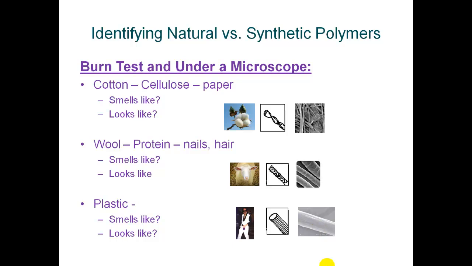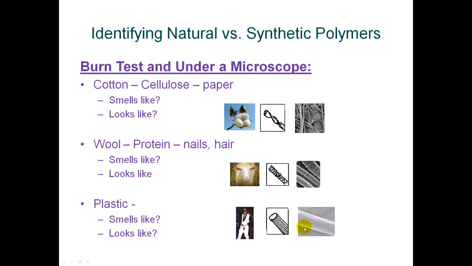Now let's compare these natural polymers to synthetic polymers or plastics. Under a microscope, these polymers that are man-made look very smooth. So for example, this is the actual micrograph of polyester. Let's compare that to the way wool looks and the way cotton looks. Those are sort of messy, and each fiber looks different, whereas synthetic fibers look very consistent. Each fiber will look almost identical to the next fiber.